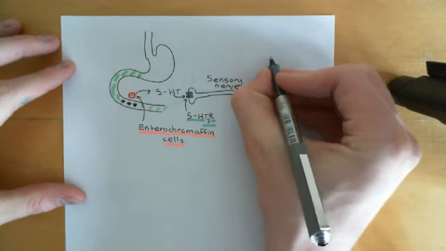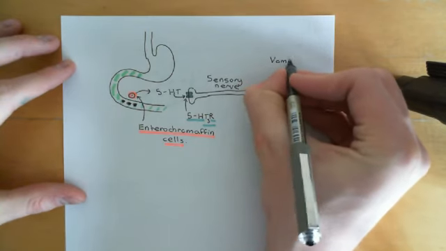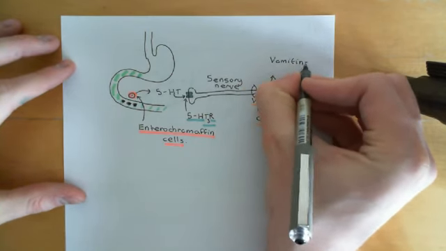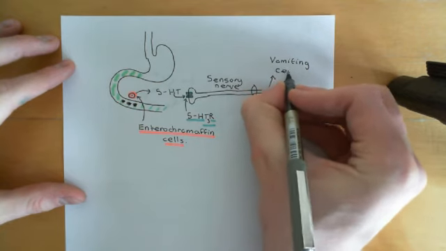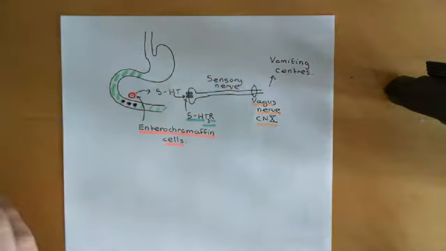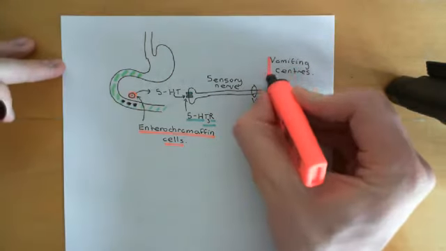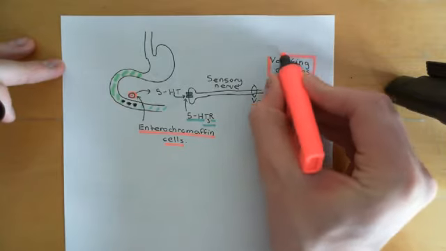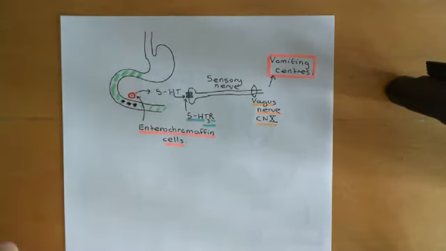Okay, and we'll just abbreviate these down to vomiting centers. So the signal goes up to the brain, activates special centers in the brain which coordinate vomiting, which are in the brainstem and are called vomiting centers. So we'll just have those represented as a box. Okay, so that's one way that 5-HT is believed to cause vomiting.